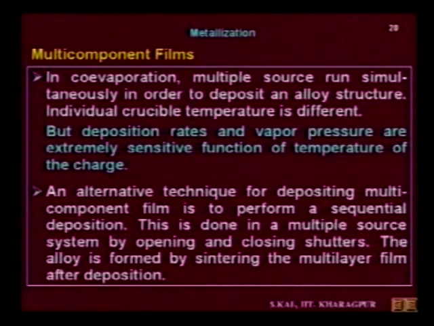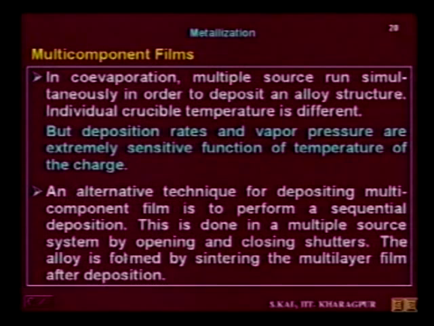And the third alternative technique for depositing multi-component film is to perform a sequential deposition. This is done in a multiple source system by opening and closing shutters. The alloy is formed by sintering the multilayer film after deposition. Initially, alloy is not formed, so that will be formed by sintering or by annealing at the end of the multilayer film deposition. Okay. So, this is all regarding multi-component films.